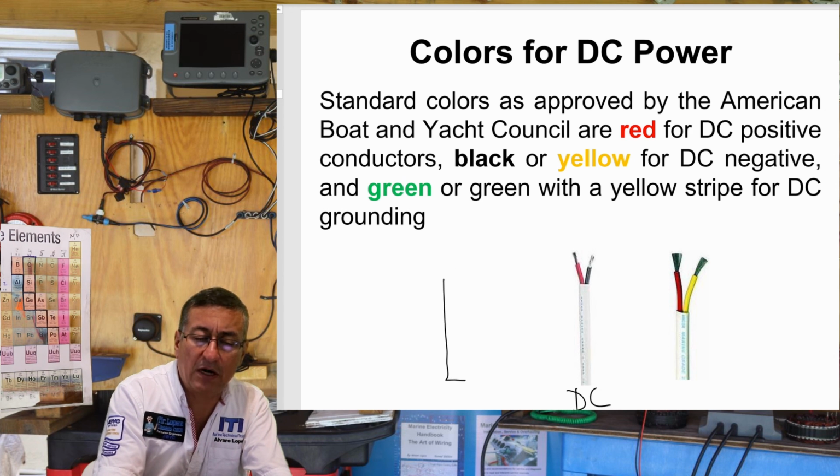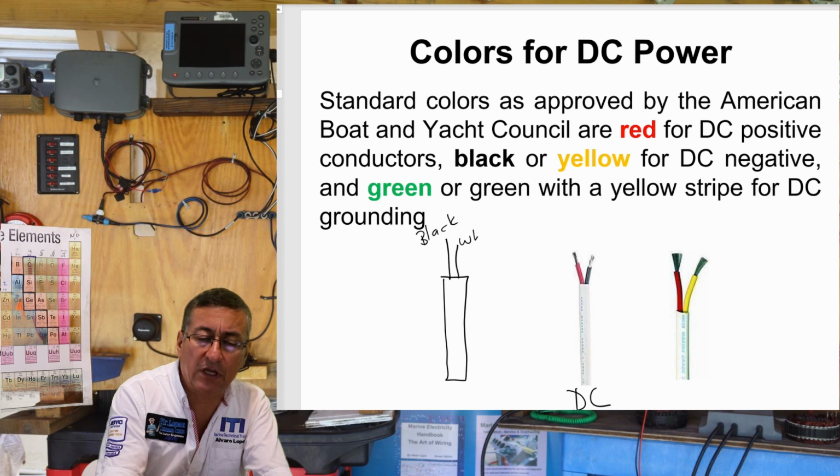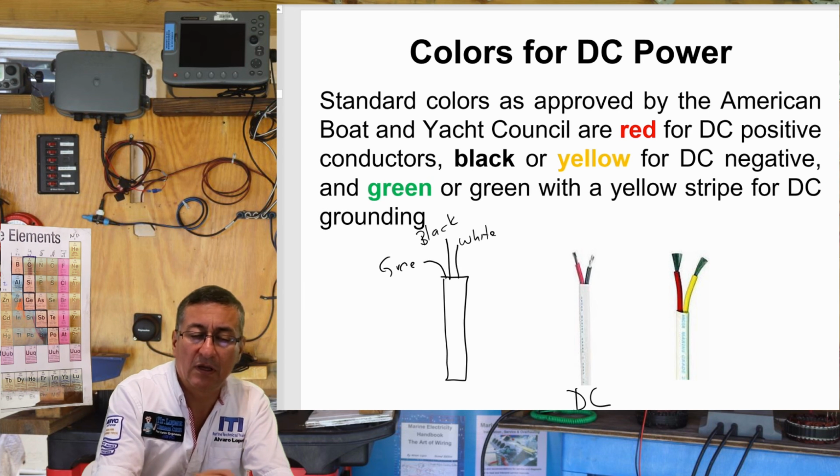For AC power, you have 3 cables. One black, the hot line, one white for the neutral, and one green for the ground. The problem with the black in 120 AC power is that people can confuse this black with the black of DC.